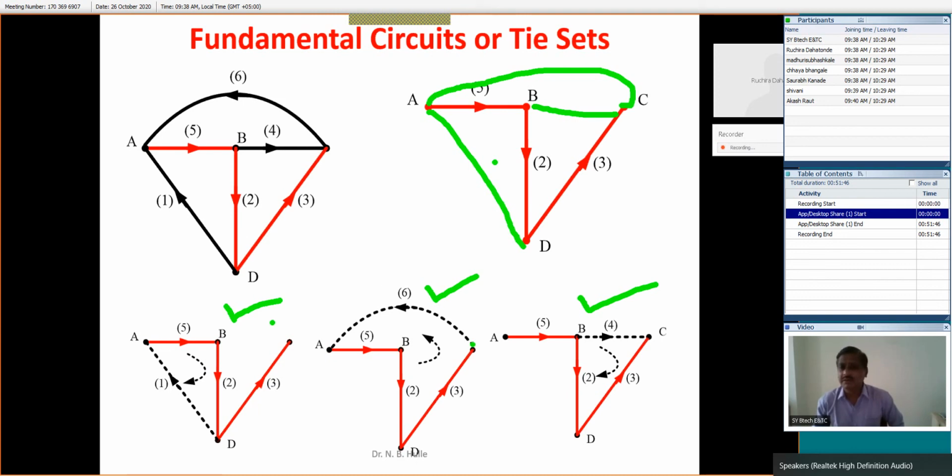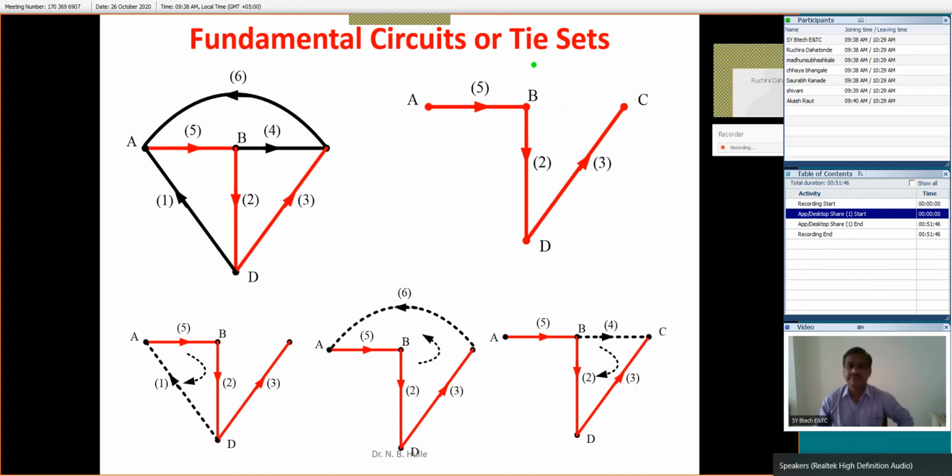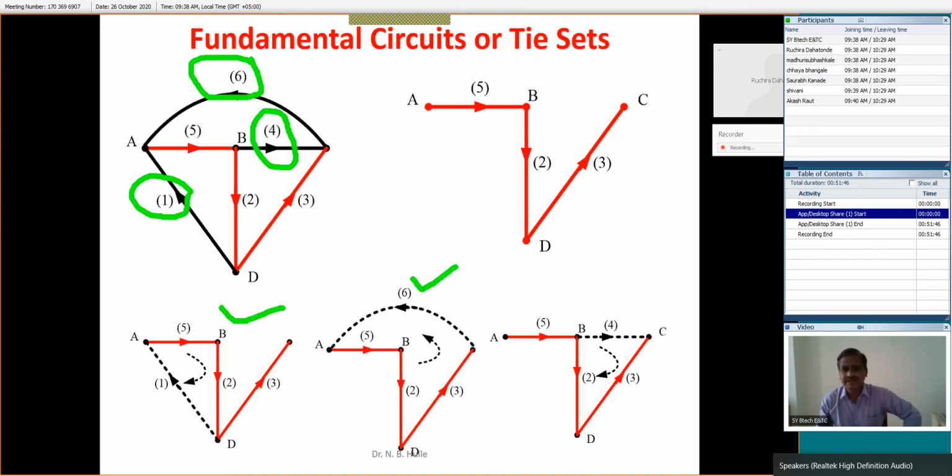Then how many tie sets do we have? The number of tie sets is equal to the number of co-tree branches, because at a time we are putting one co-tree branch. This is co-tree branch number 1, this may be co-tree branch number 2, and this may be co-tree branch number 3. If we have 3 co-tree branches, we should have 3 tie sets. Is it right? Because we are putting one co-tree branch at a time, and that is the philosophy of these fundamental circuits or tie sets. If we have understood this concept, nothing is complicated.